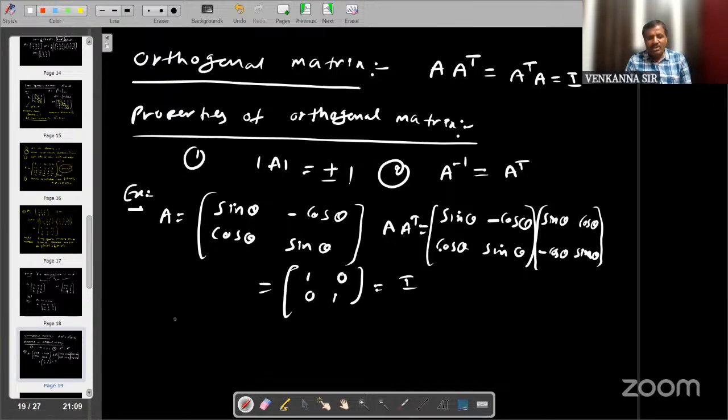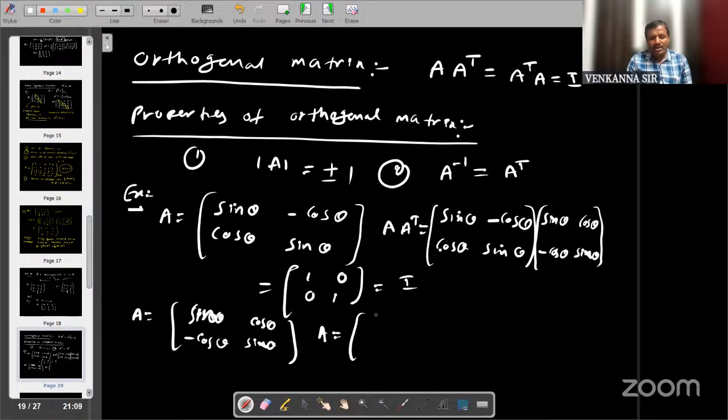So some more examples I am going to write here. Second example, cos theta, sin theta. Just I am interchanging the rows and columns here. This is also an orthogonal matrix. And one more orthogonal matrix is what here? Cos theta, minus sin theta, sin theta, cos theta. This is also one example of orthogonal.